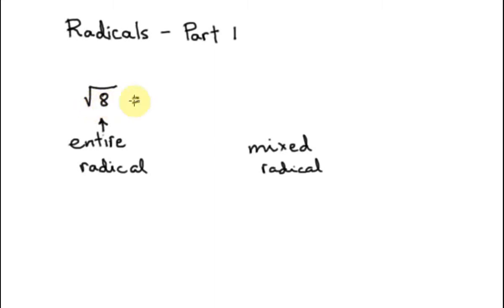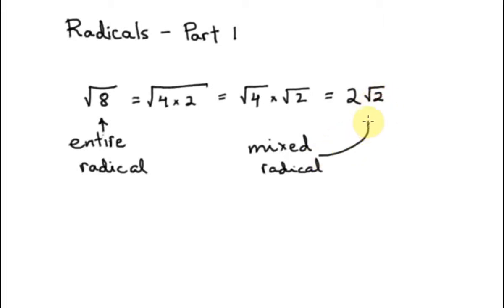We're going to take the square root of 8 and change it. Think of the 8 as 4 times 2. Now, when you have radicals and things multiplied together, you can split the radicals. You can do this: root 4 times root 2. And that allows me to write my final mixed radical form, which is to take the root 4 and write it as a 2. So this is my mixed radical.